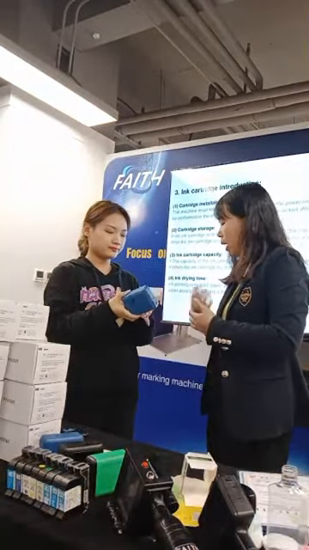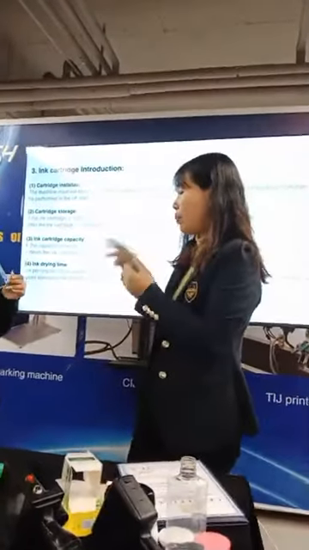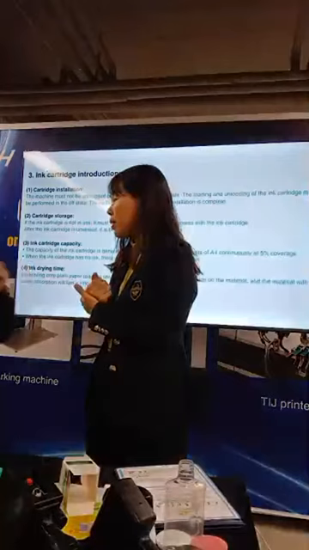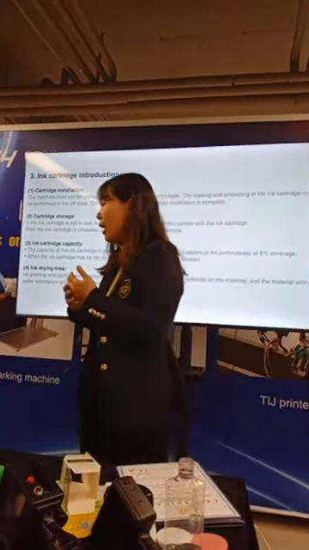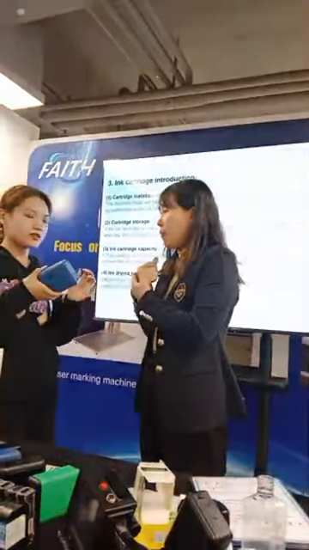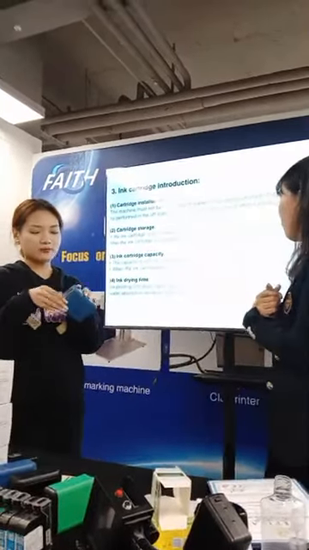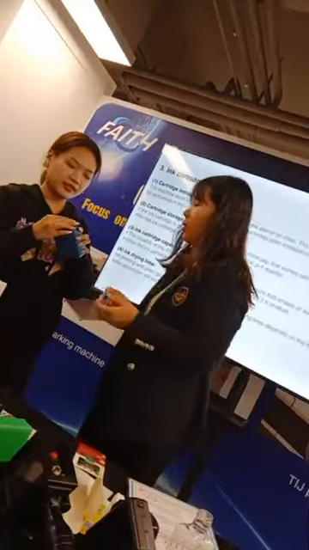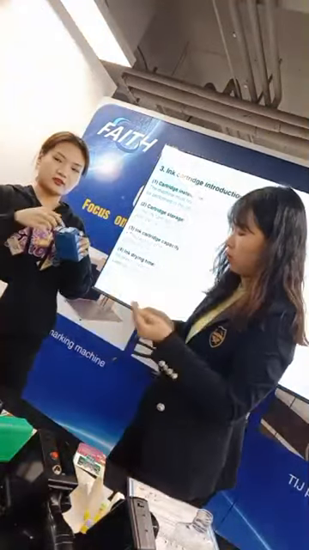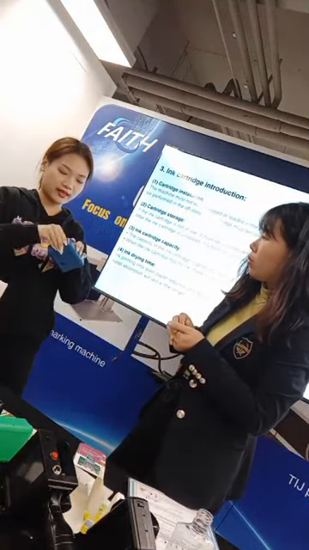Now, how many papers do I print? Usually about 845. How long did I use it? Usually within 3 to 4 months. When we don't use it for a short time, we can take it off and put it here, in order to protect the nozzle and prevent the nozzle from clogging in a short time.